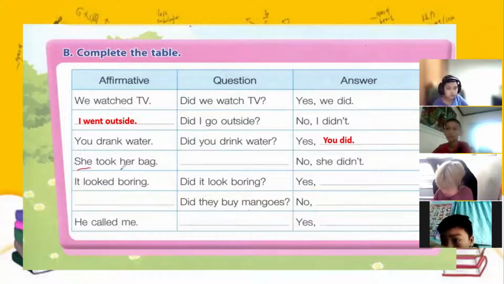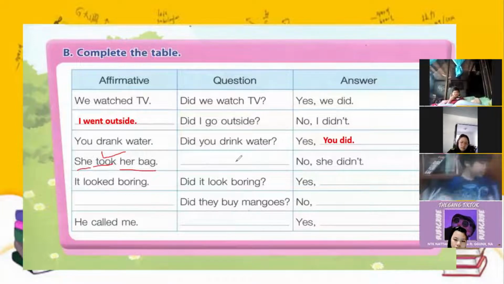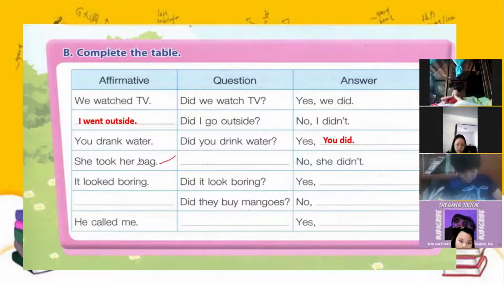Okay, now another affirmative sentence we have: she took her bag. So what is the first form of took? Can anyone tell me? Take. Very good. Excellent. So in affirmative, we use the second form. She took her bag. Now, when we would like to make a question, what will be the question sentence? Let me ask Fa. Fa, can you change the sentence to a question? She took her bag. Change it to a question.